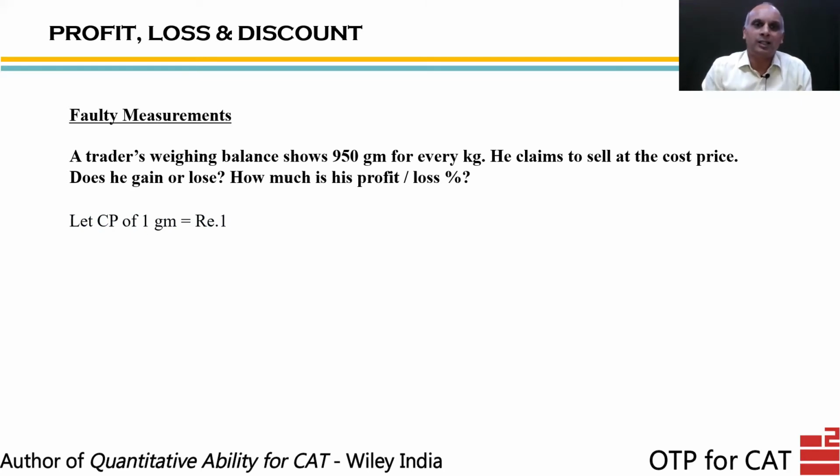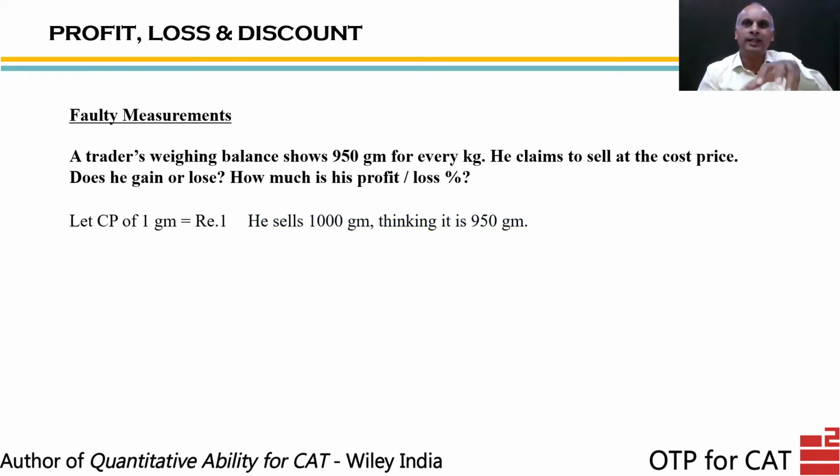Now, again, we convert the grams to rupees. Let us say CP of 1 gram is 1 rupee. Now, from this question, he is actually selling 1000 grams because he has put on the weighing scale something whose true weight was 1 kg, which means 1000 grams. But the seller thinks that the weight is 950 grams because the machine is showing 950 grams. The true weight is 1000 grams. So his true cost price will obviously be 1000 rupees, isn't it? But he's thinking it's 950 grams, so it's a case of loss.